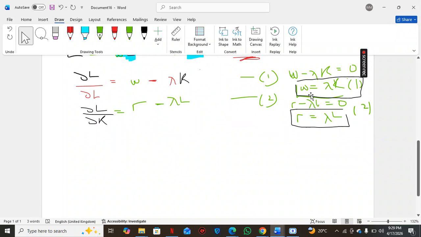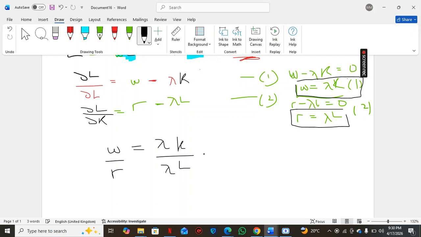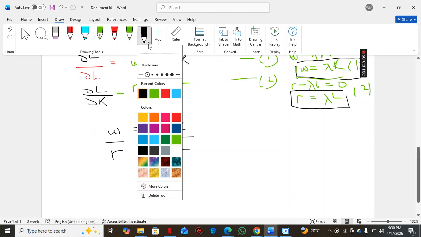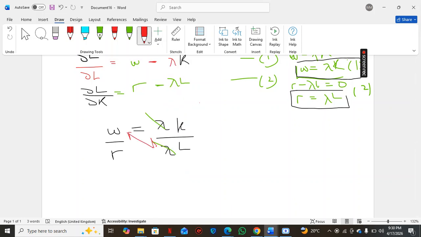So you divide these two equations, okay? Basically, you divide these two equations, equation 1 and equation 2, you're dividing them. All right, so W equals lambda K divided by R equals lambda L. Okay, this is what you do to the equations. It's like you're dividing both of them. Okay, you get rid of your lambdas. Okay, so you're going to get W over R equals K over L. So you simplify this expression by cross multiplying. Okay, W times L, you get WL. R times K, you get RK.